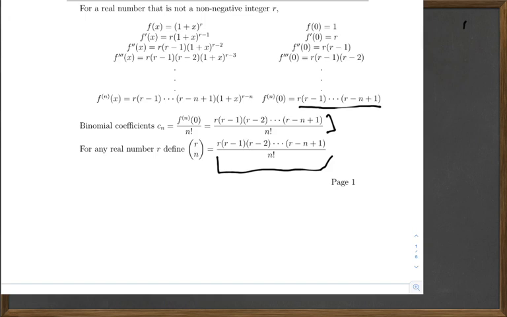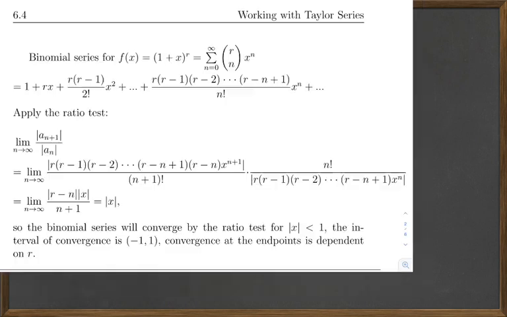Okay. Alrighty, so let's go ahead and look at the binomial series. So the binomial series for f of x equals 1 plus x to the r power is going to be equal to the sum n equals 0 to infinity of r choose n x to the n, which is equal to 1 plus rx plus r times r minus 1 over 2 factorial x squared, all the way out to the nth term, which is r times r minus 1, r minus 2, r minus 3, all the way out to r minus n plus 1, all over n factorial x to the n, and then that continues.